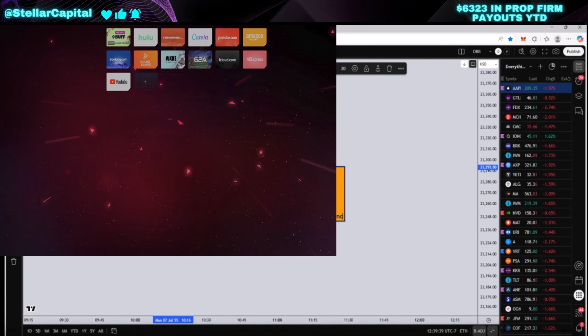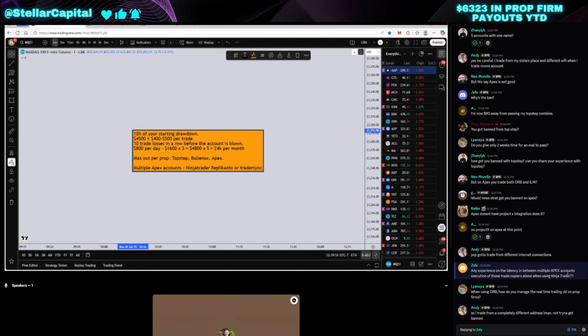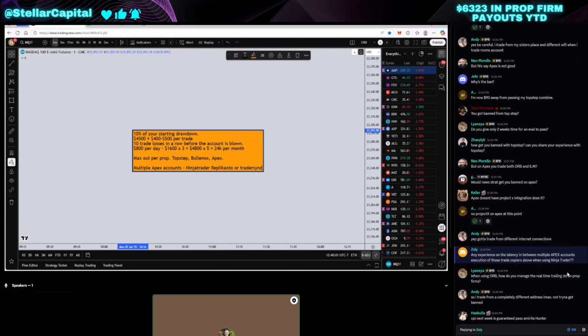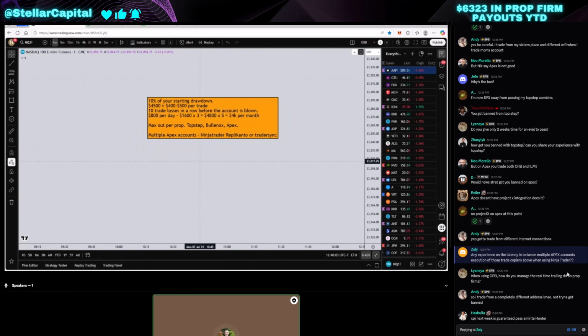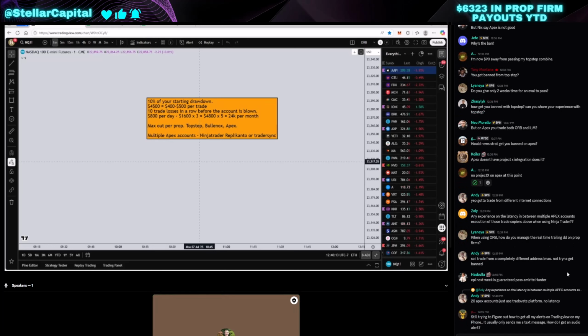Any experience with the latency between multiple Apex accounts, execution of these copiers above when using NinjaTrader? I don't use NinjaTrader, I just use Tradovate. Right now I only have one account, and as I scale up, I just use one account and then use those payouts to get multiple more accounts, and then those payouts to get multiple more accounts. So I have multiple that are about to get used, about to be finished. But I just use the Tradovate built-in, and I have no problem with that.